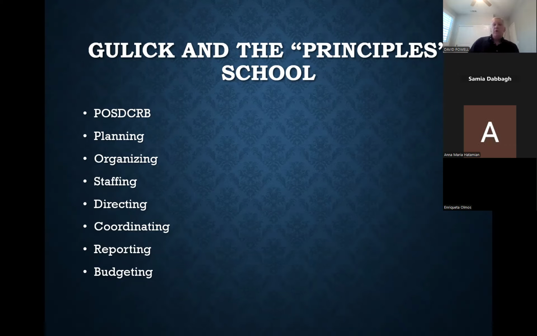Then our third author that we usually talk about in the classical school is Luther Gulick. Now, Luther Gulick is a little bit different. Luther Gulick is kind of our first author who really had the opportunity to develop theories and then apply them directly into the public sector. Luther Gulick was a member of the Brownlow Commission.